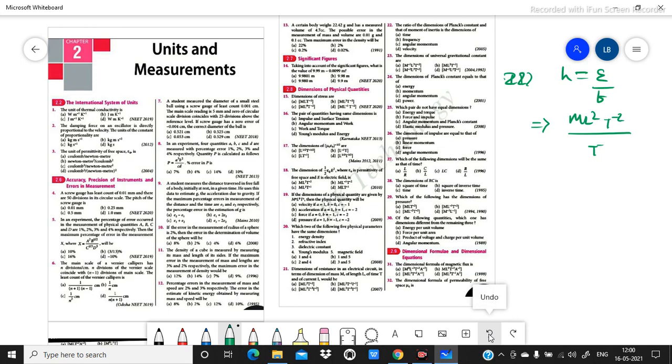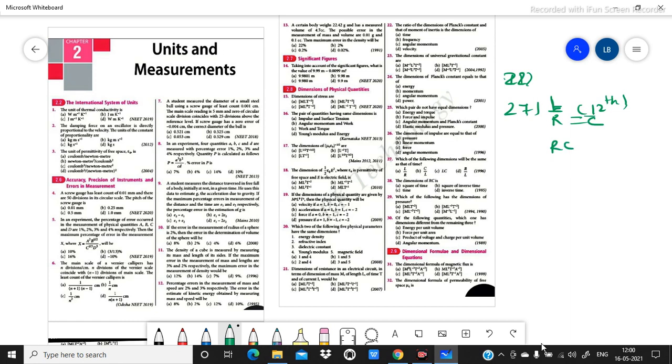26 is over. 27 is a question from 12th. It is asking which of the following has the same dimension as time. So here you have to write L by R, and how it is L by R you will be studying in 12th class. If you are in 12th, then you know that L by R is nothing but tau, the time constant. In an LR circuit it is L by R, in an RC circuit it is RC.